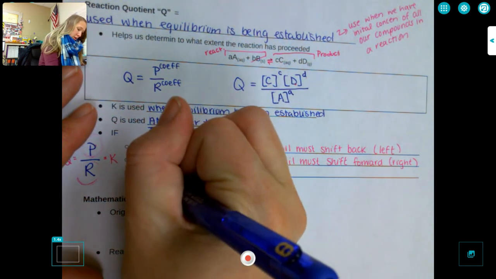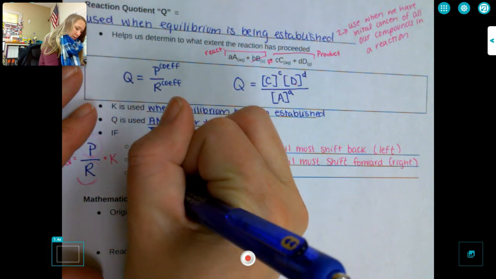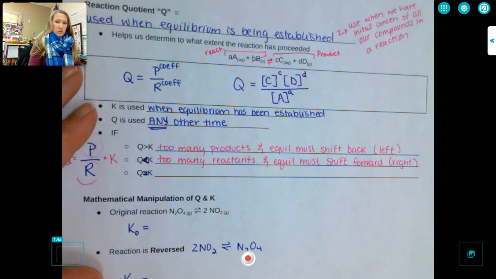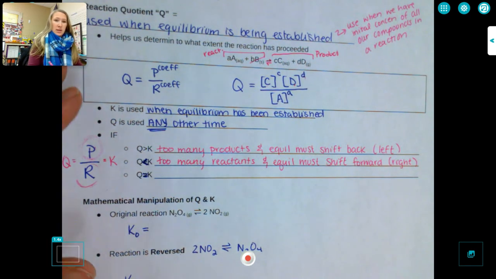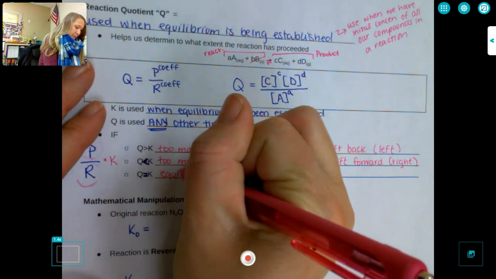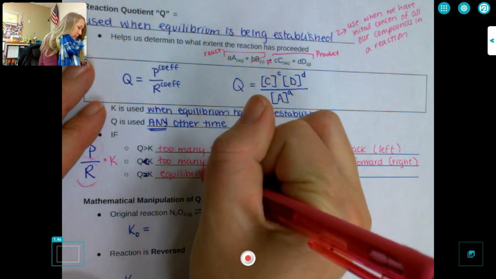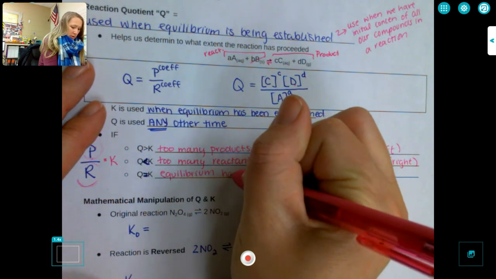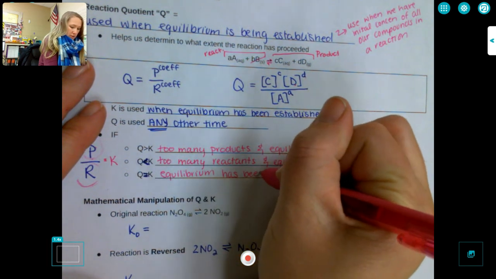Finally, what if our Q value, after we calculate it, equals K? Well, if Q equals K, that means that we've already established equilibrium, and we're at equilibrium. So equilibrium has been established.